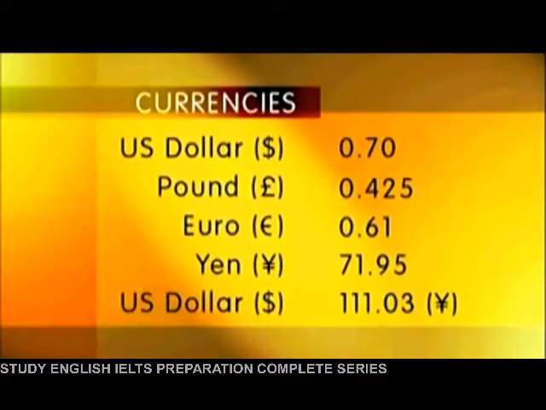Listen for different currencies. Against other currencies, however, the trend is a little different, falling against the pound, closing at 0.425, a slight drop on yesterday, and 0.61 euros. The yen is also strengthening at 71.95 and considerably higher against the greenback at 111.03 yen.